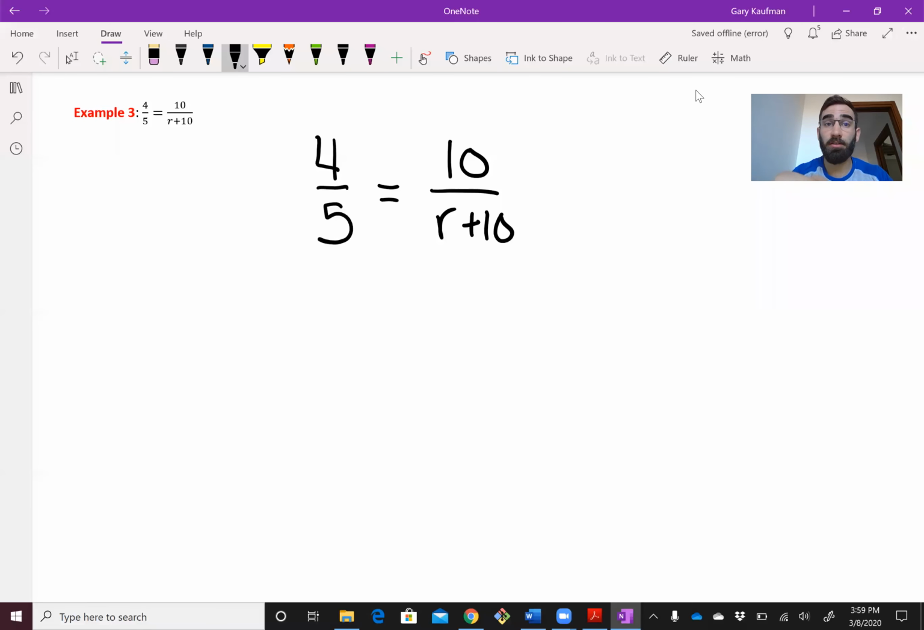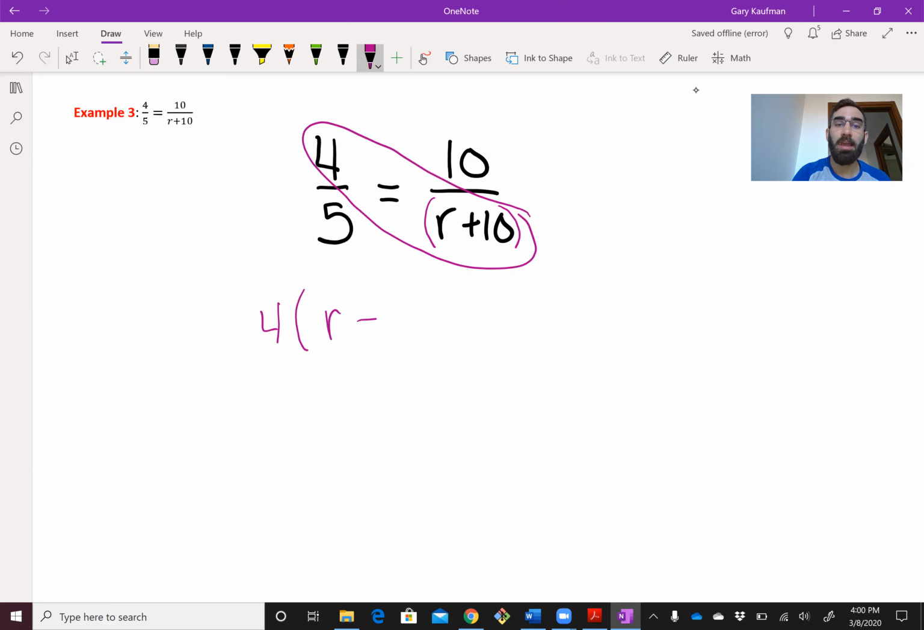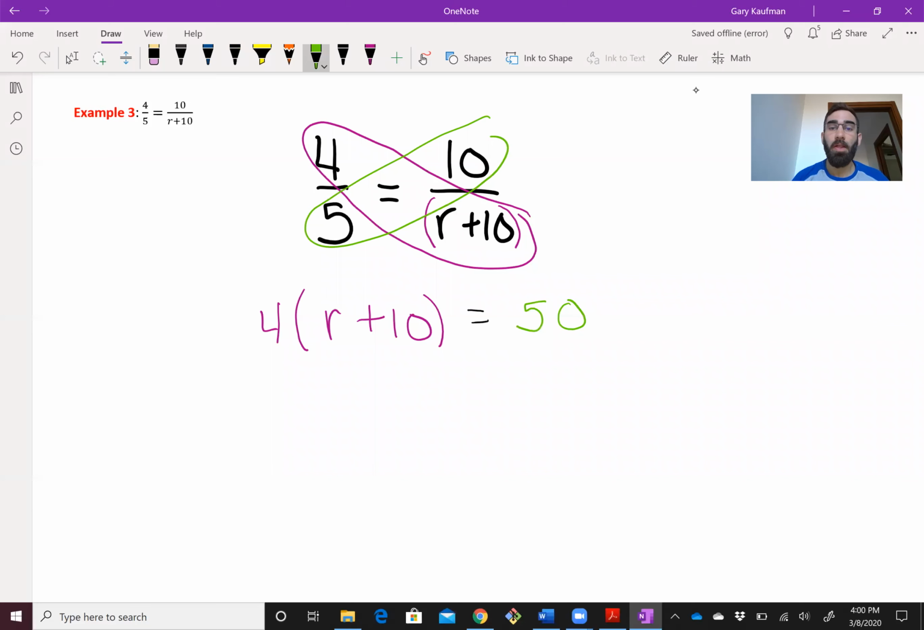So before I start this one, I'm actually going to do something that we've discussed often, and it's the concept of implied parentheses. We have to keep this in mind here. So when all of a sudden I cross multiply, I end up getting 4 multiplied by the entire thing. Don't forget that. This is all equal to the 10 times 5, which is 50. And now I can go and solve it.